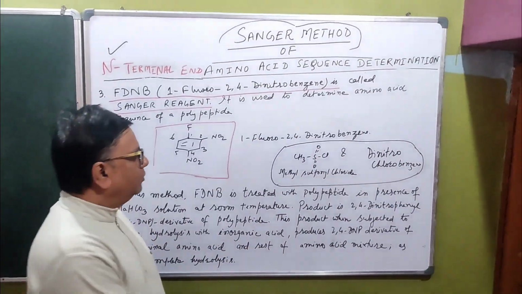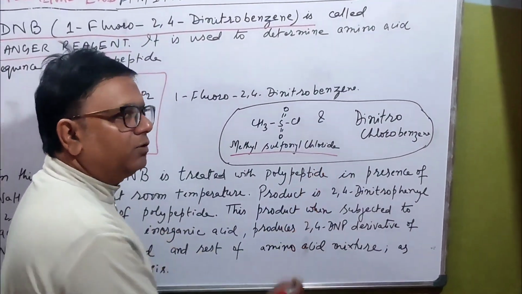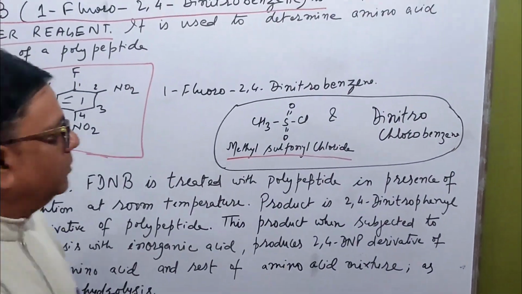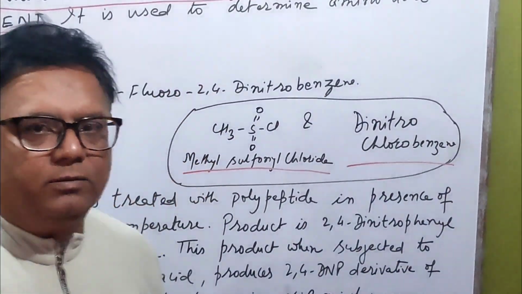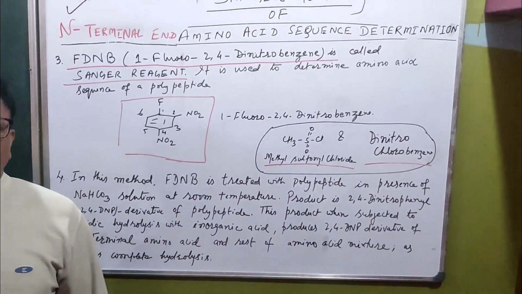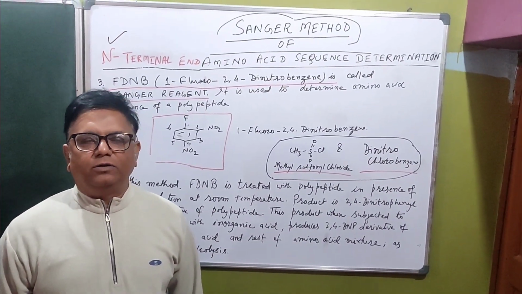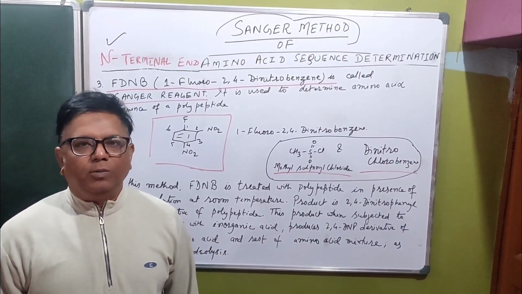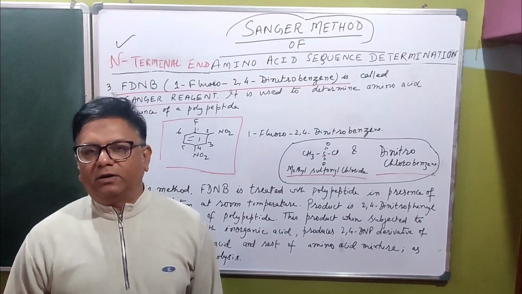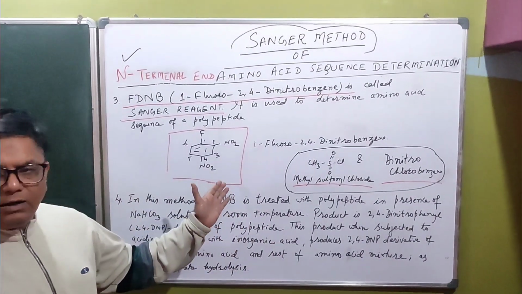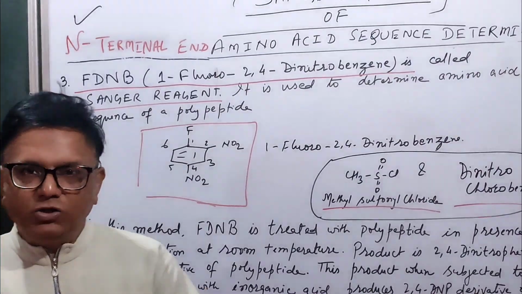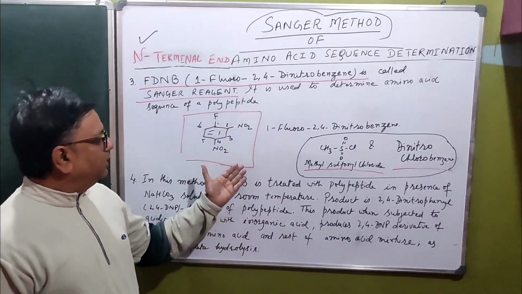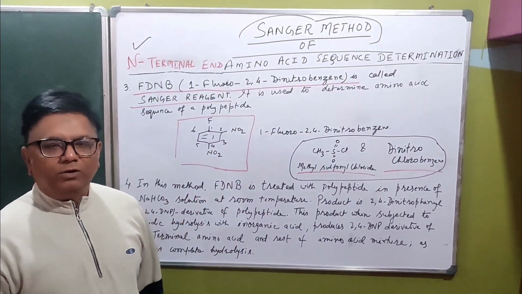It is not that he directly arrived at this reagent. Before that, he also tried methyl sulfonyl chloride and also dinitrochlorobenzene, that is chlorine at a different position and nitro groups at different positions of the benzene nucleus. But in both cases, he did not get the desired result. Finally, on the recommendation of one of his friends, he settled on this and found very good results.